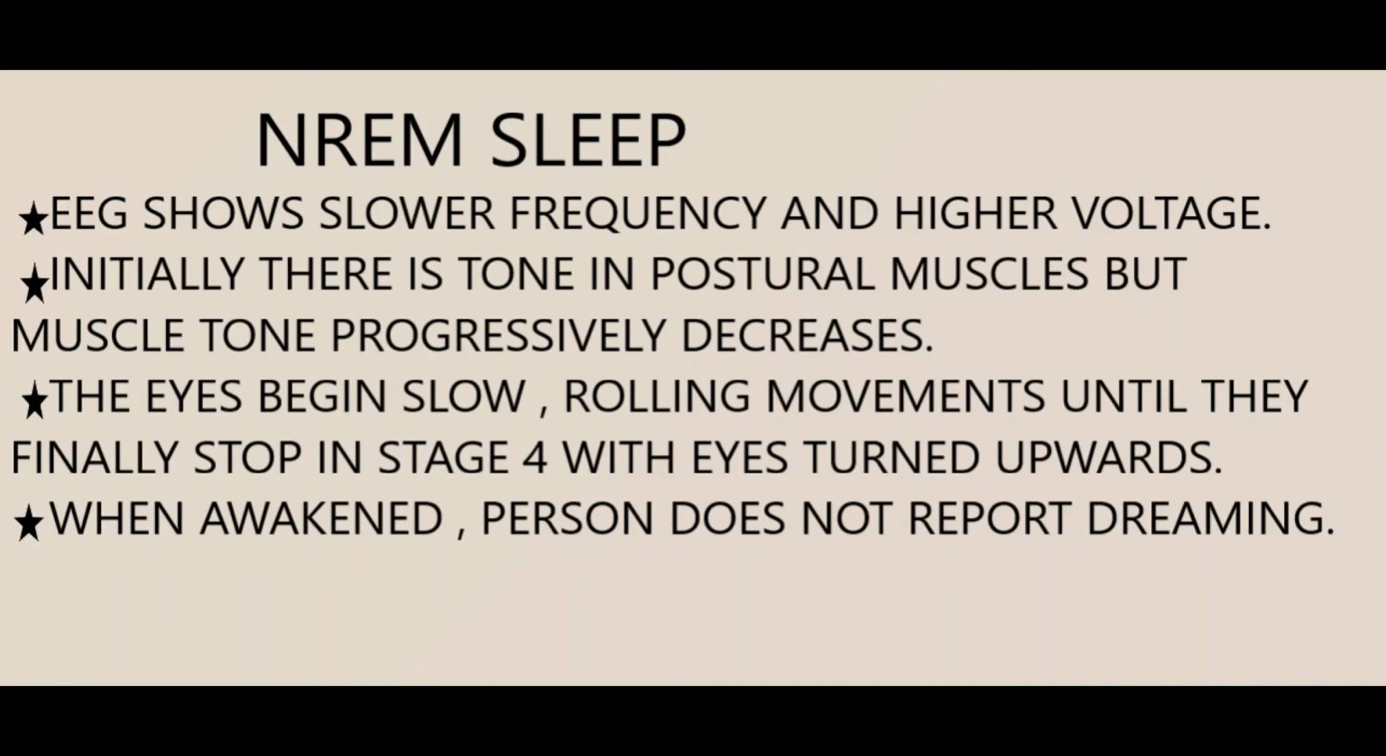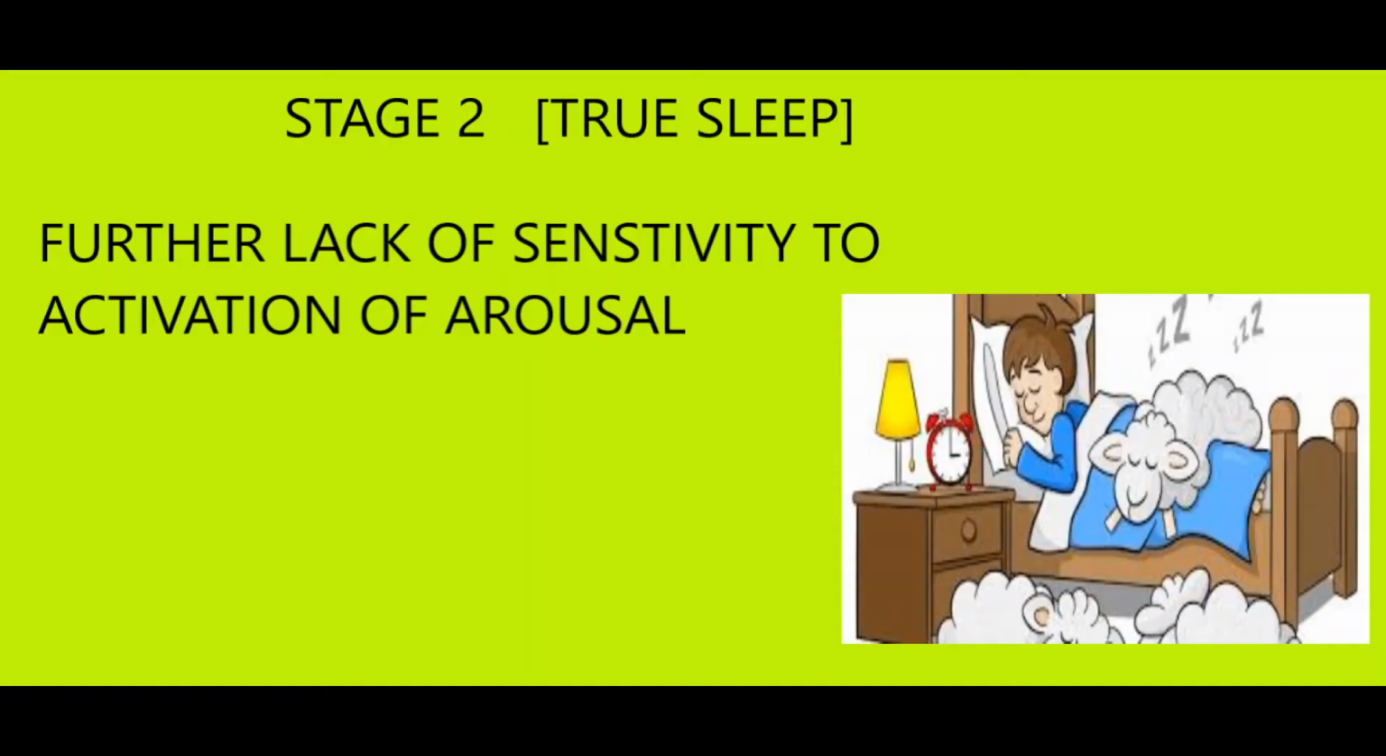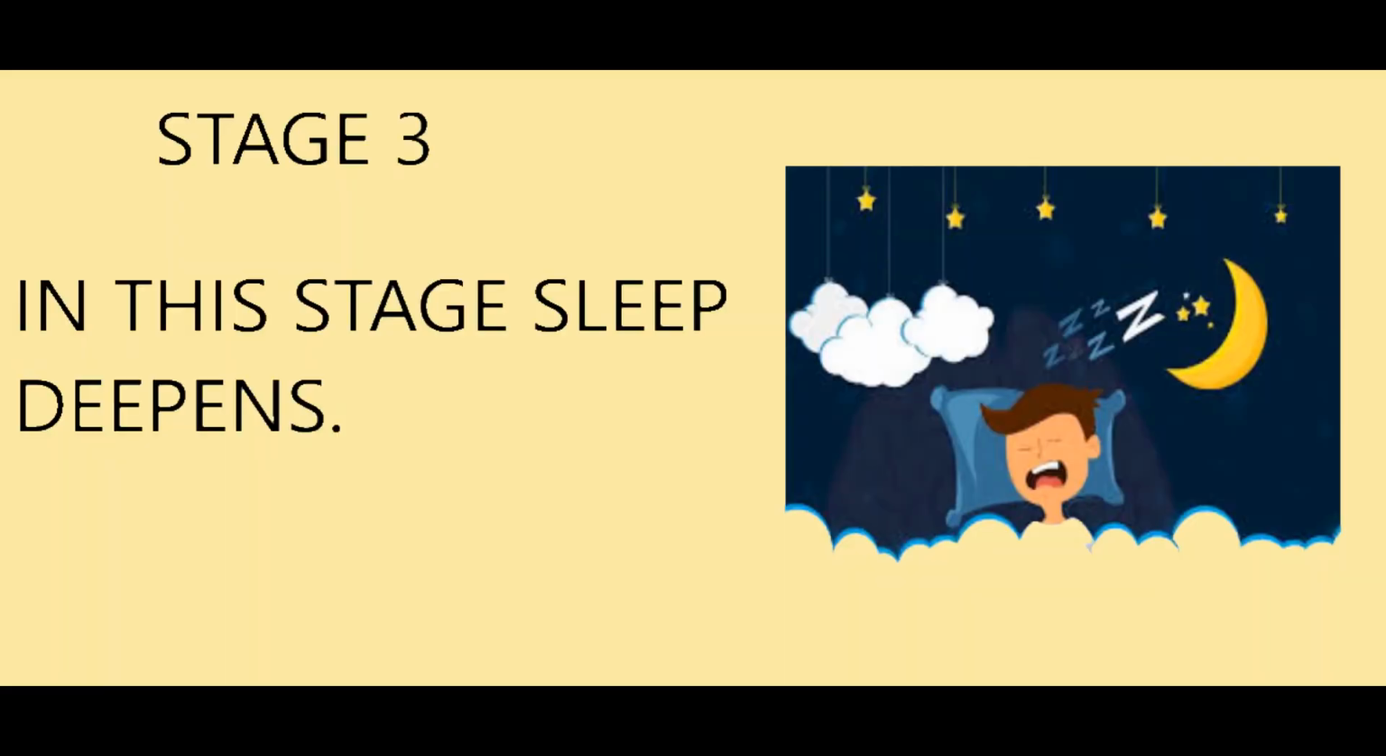Now, talking about the first stage of sleep, that is the light sleep. The person is easily aroused in this sleep, and there is continuous lack of awareness. Talking about the second stage, which is true sleep, there is a further lack of sensitivity to the activation of arousal, which means if you switch on the light, then the patient will take some time to get into alertness.